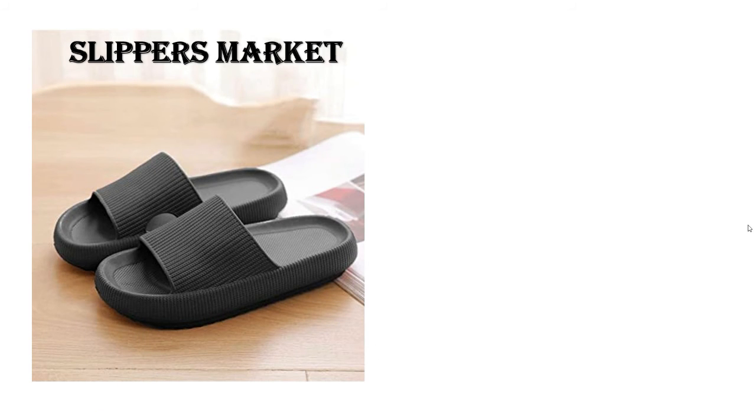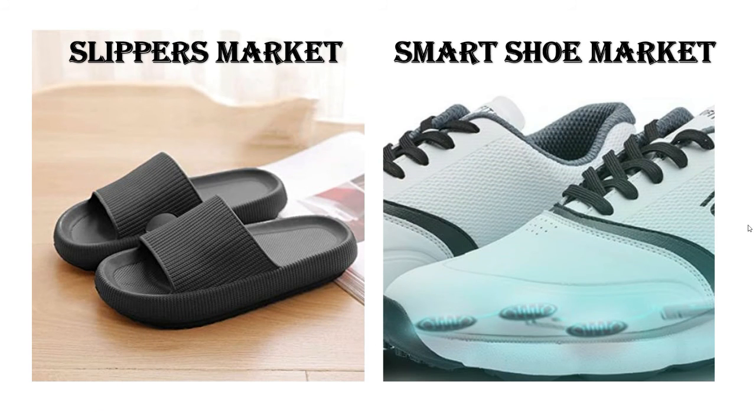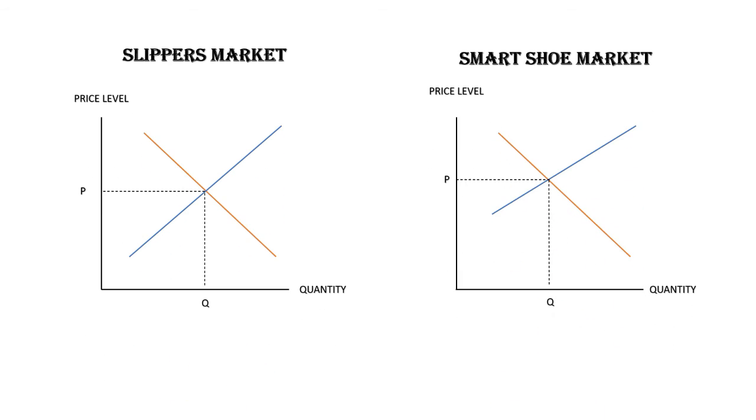Let's take two related markets as examples, the slippers market and the smart shoes market. In these product markets, when the demand for slippers decreases, the demand curve will shift down, and the new price and new quantity drop. This shows the partial equilibrium analysis.